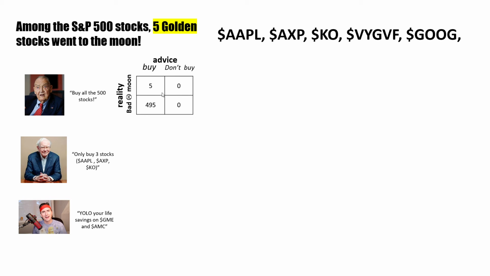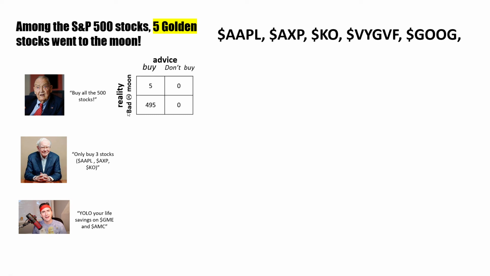The first guy told you to go and buy all the stocks. So because you bought all the stocks, 5 of them were also those that went to the moon. So out of the 5 stocks that went to the moon, he advised you to buy 5 of them, right? Out of the stocks that went to the moon, how many did he advise you to not buy? 0, because he actually told you to go buy everything.